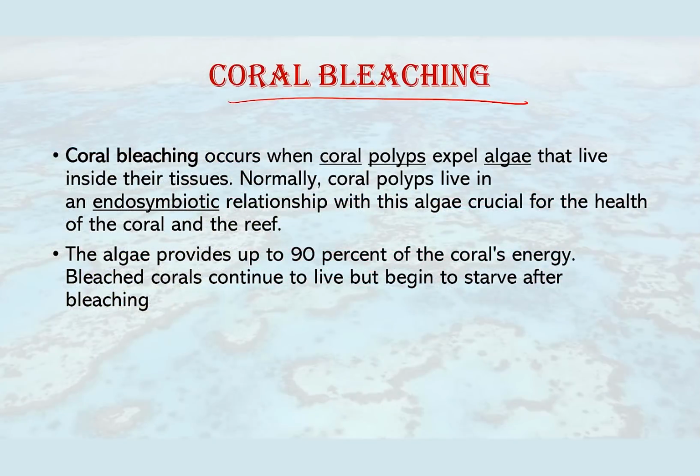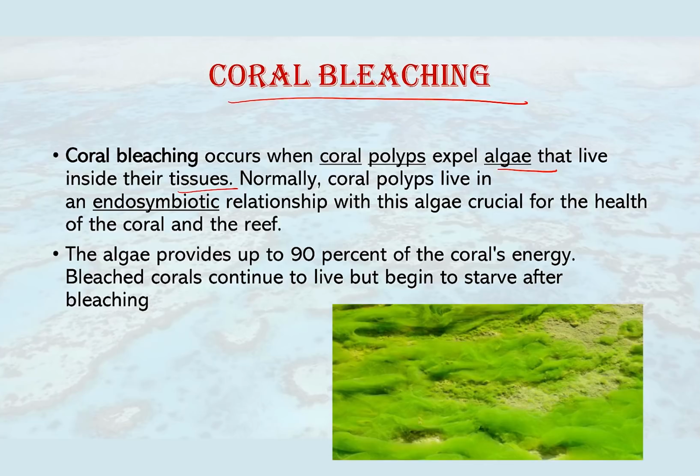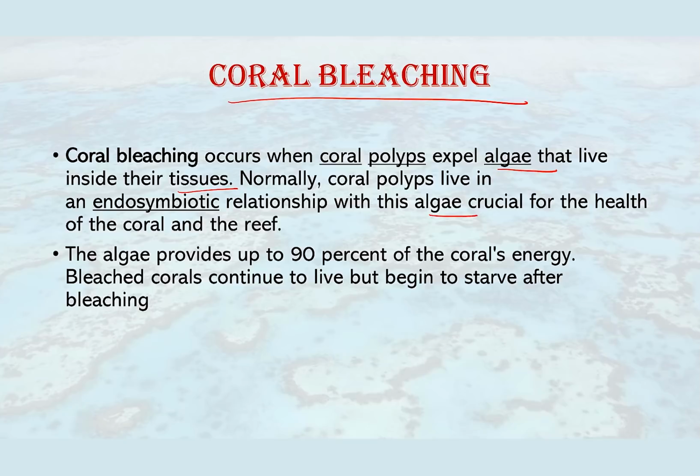So coral bleaching occurs when coral polyps expel algae that live inside their tissues. Normally, coral polyps live in an endosymbiotic relationship with this algae, crucial for the health of the coral and the reef. The algae provides up to 90% of coral's energy. So, bleached corals continue to live but begin to starve after the bleaching.